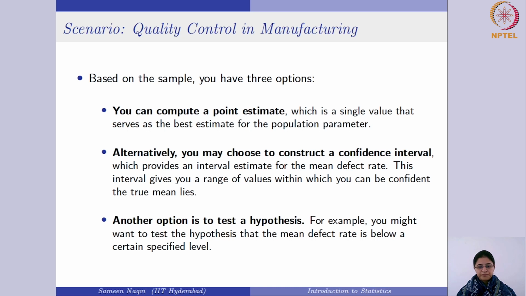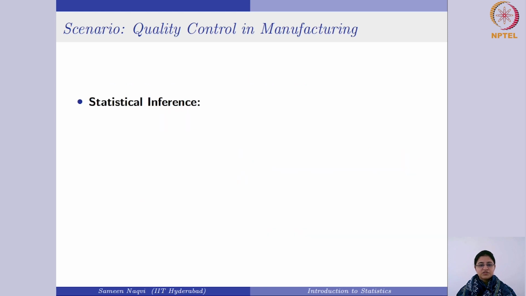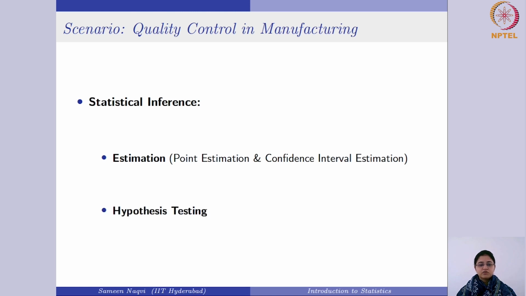Okay, so based upon these three options, you can divide your statistical inference into two major parts, that is your estimation and the other one is your hypothesis testing. And estimation is further divided into point estimation and confidence interval estimation.